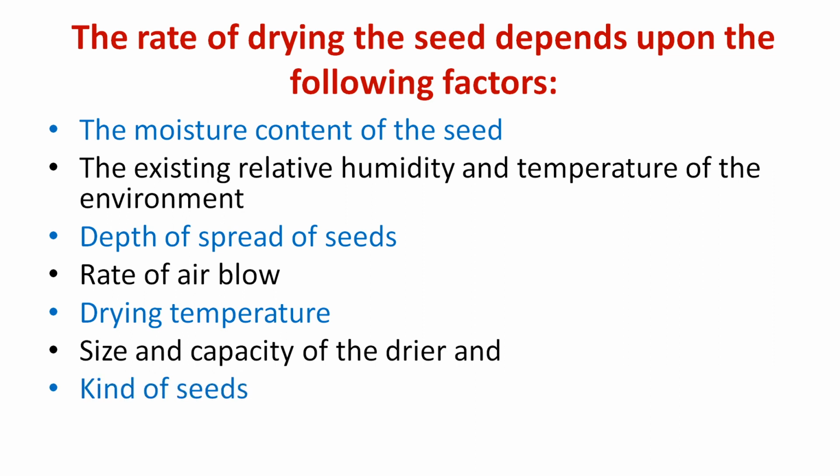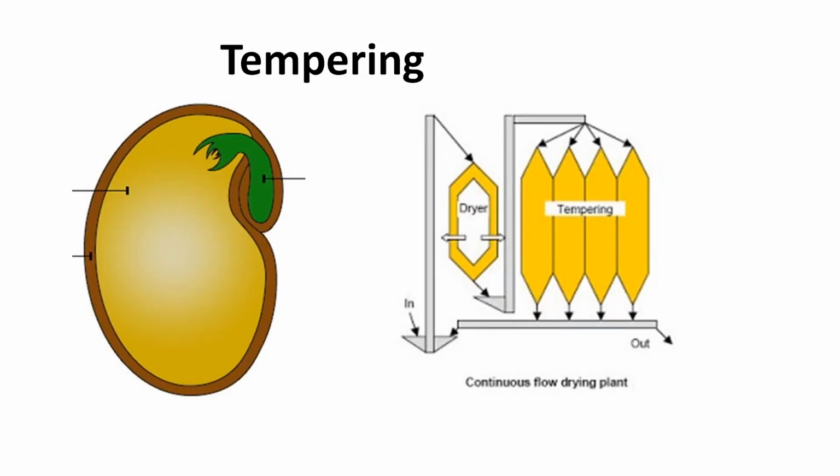Next is kind of seeds. We have learned about the types of seeds like orthodox seeds and recalcitrant seeds. In orthodox seeds, we have to reduce the moisture content up to 10%, and in recalcitrant seeds we have to reduce it only up to 20%, because lower than that the viability and vigor of the seed will be lost. So care should be taken during the drying process for these two different types of seeds.